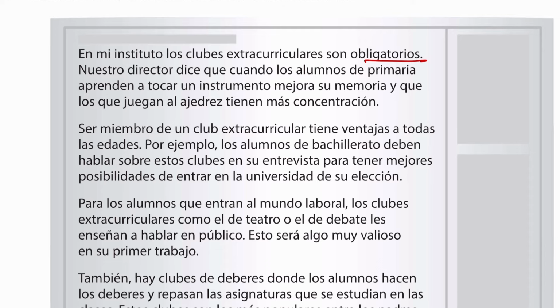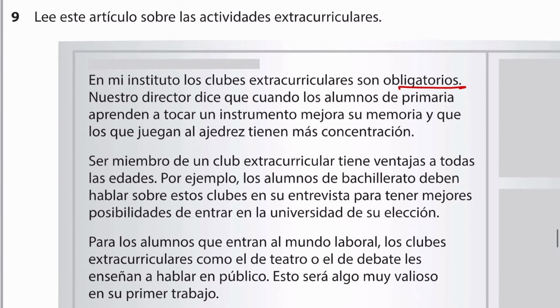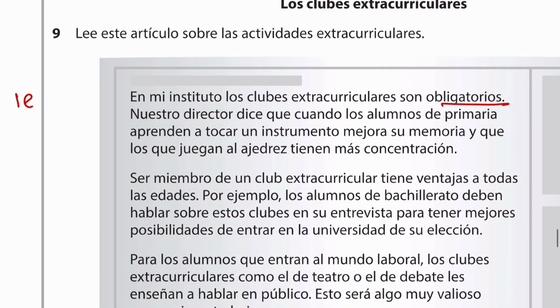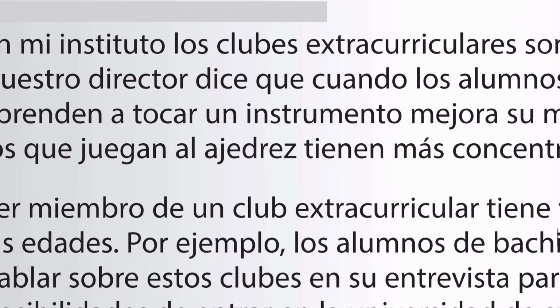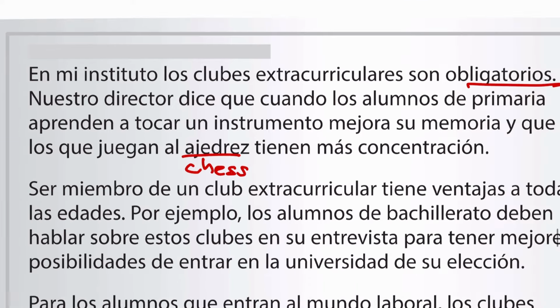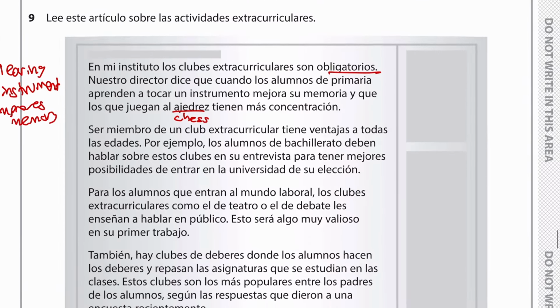Nuestro director dice que cuando los alumnos de primaria aprenden a tocar un instrumento, mejora su memoria. Okay, so there's a space here. Learning an instrument is basically what's happening here. Learning to play an instrument improves memory, and those who play chess, not an important word, but a really hard word, chess, doesn't come up very often, as you can imagine, but it looks nothing like the English counterpart, doesn't it? So chess they have more concentration.